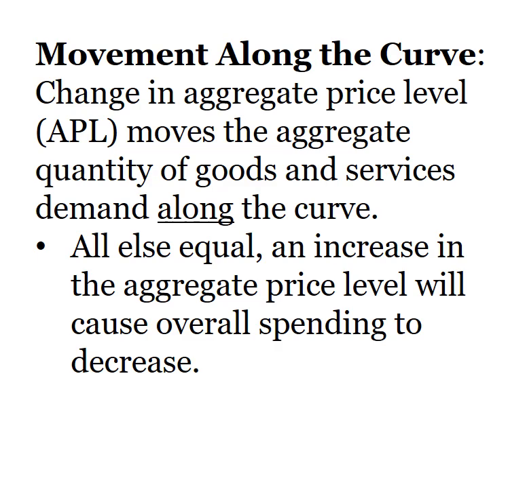Now, if the aggregate price level goes up, then the overall spending will go down. So that would be a move along the curve to the left, which is showing a decrease in the quantity of aggregate demand.